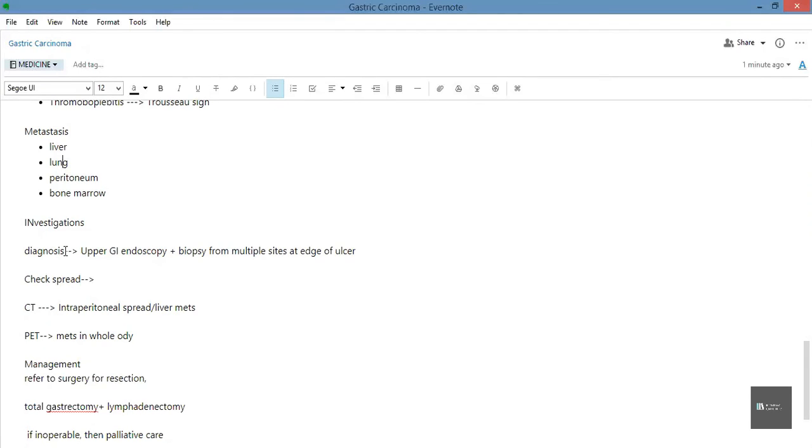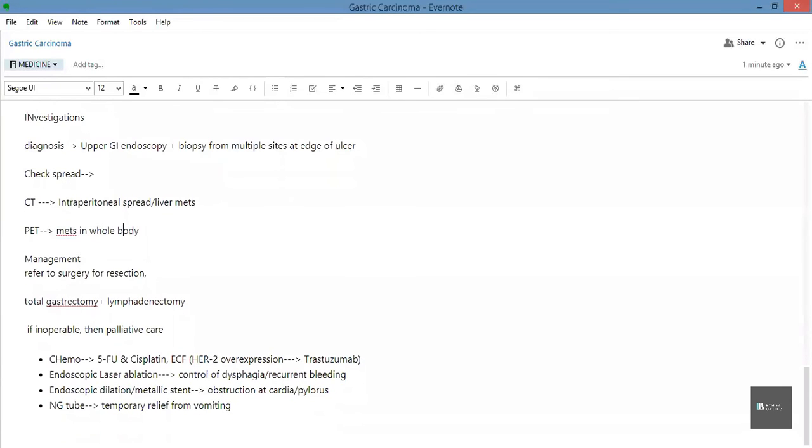Once we have diagnosed it as gastric carcinoma, we further take a CT. The CT helps us identify intraperitoneal spread and liver mets. We can do a PET scan to check for metastasis in the whole body. We can then move on to the management. The prime management is going to happen in the surgical department.